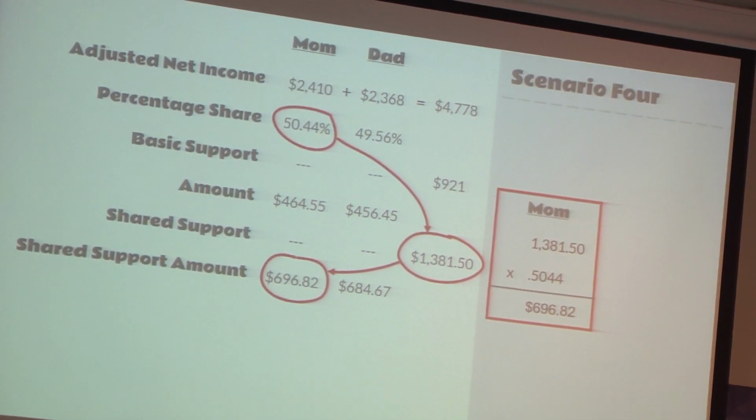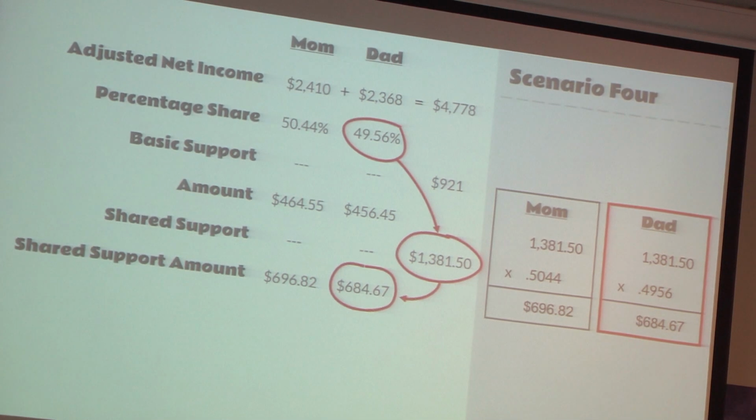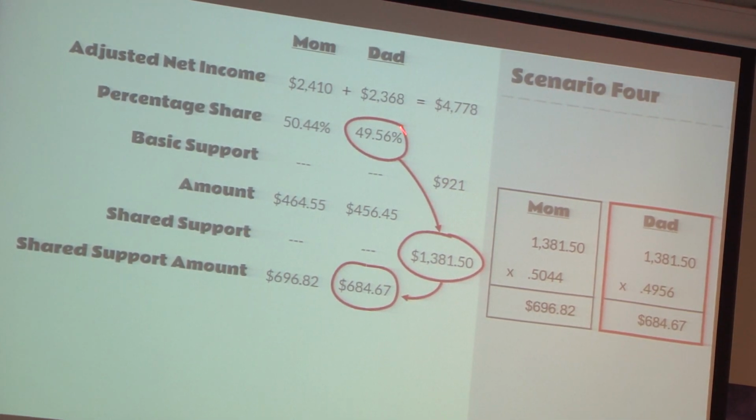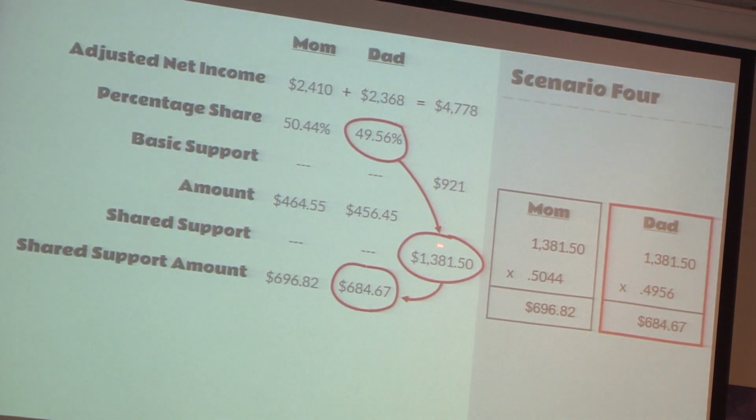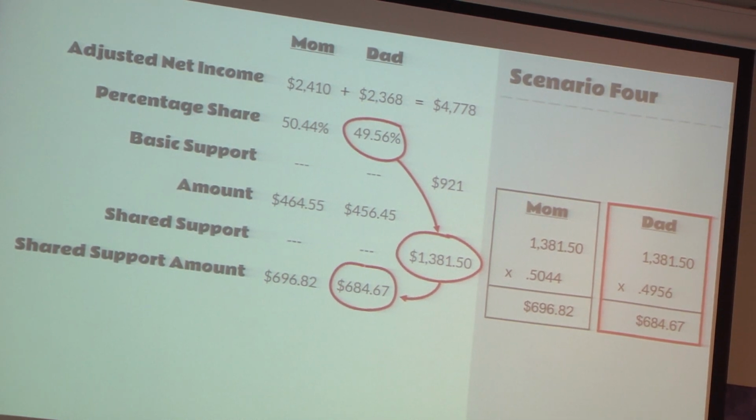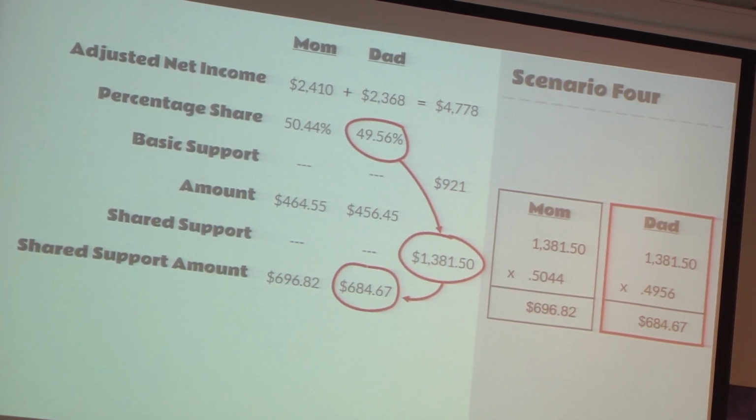I do this here, right? Do the same thing for dad. The new shared support amount multiplied by his percentage share of the income, and now we've increased how much he should be spending each month on this child. But we're not done.